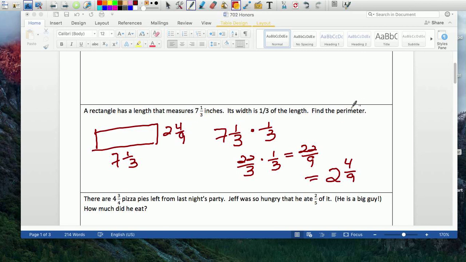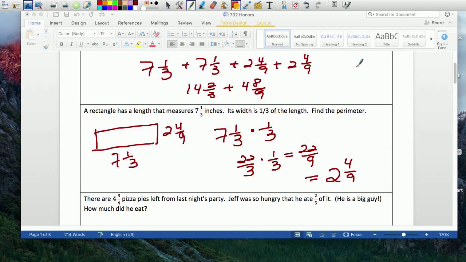So to find the perimeter, I'm going to do 7 1/3 plus 7 1/3 plus 2 and 4/9 plus 2 and 4/9, right? So the two lengths would be 14 and 2/3. The two widths are going to be 4 and 8/9, right? If I add these up, I'm going to add the whole numbers first. 14 and 4 is 18. And I'm going to add 2/3 and 8/9, so I'm just going to do that over here.